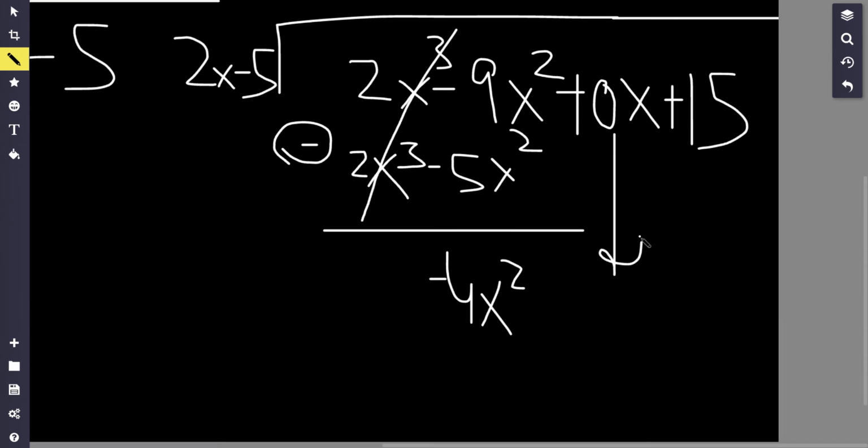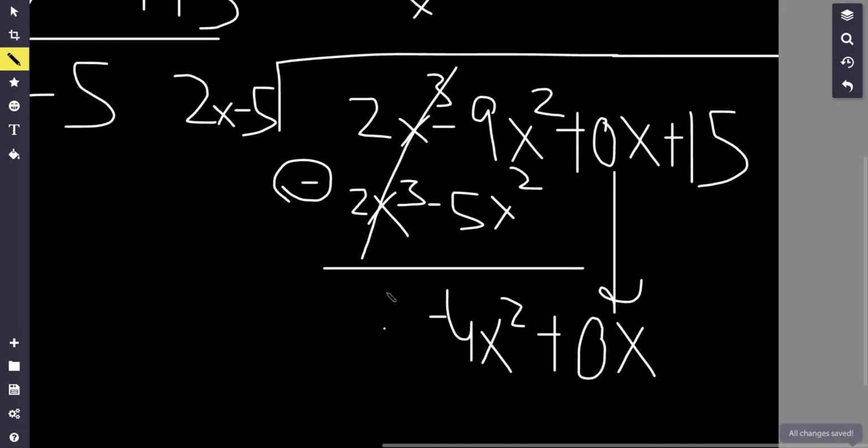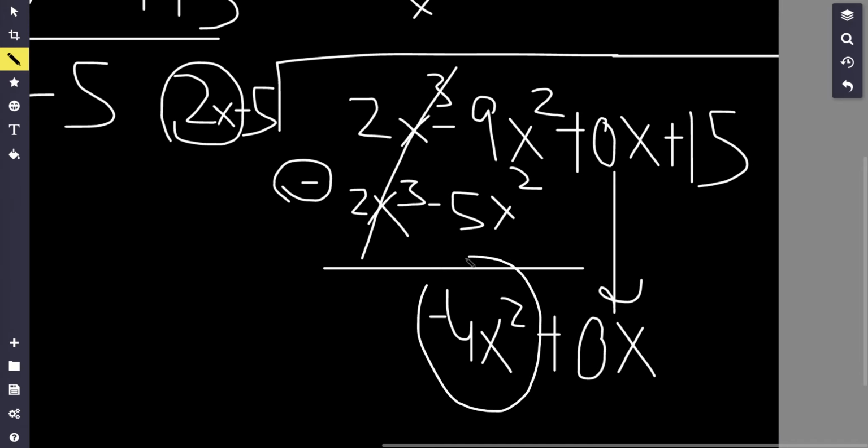Bring down the 0x. So now, once again, ask yourself, what multiplied by 2x gives me negative 4x squared?